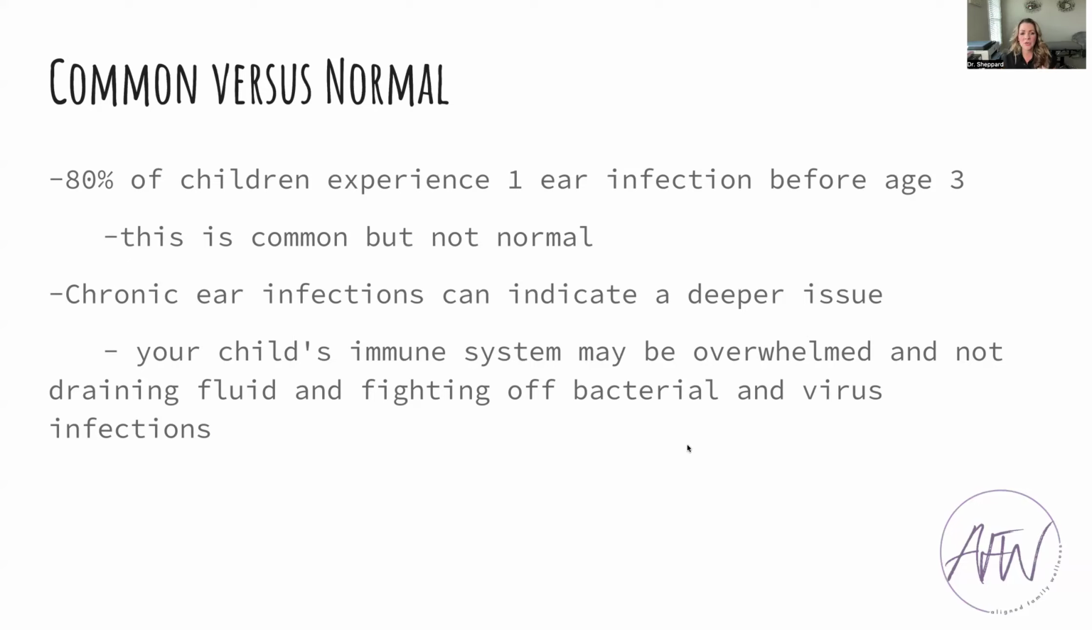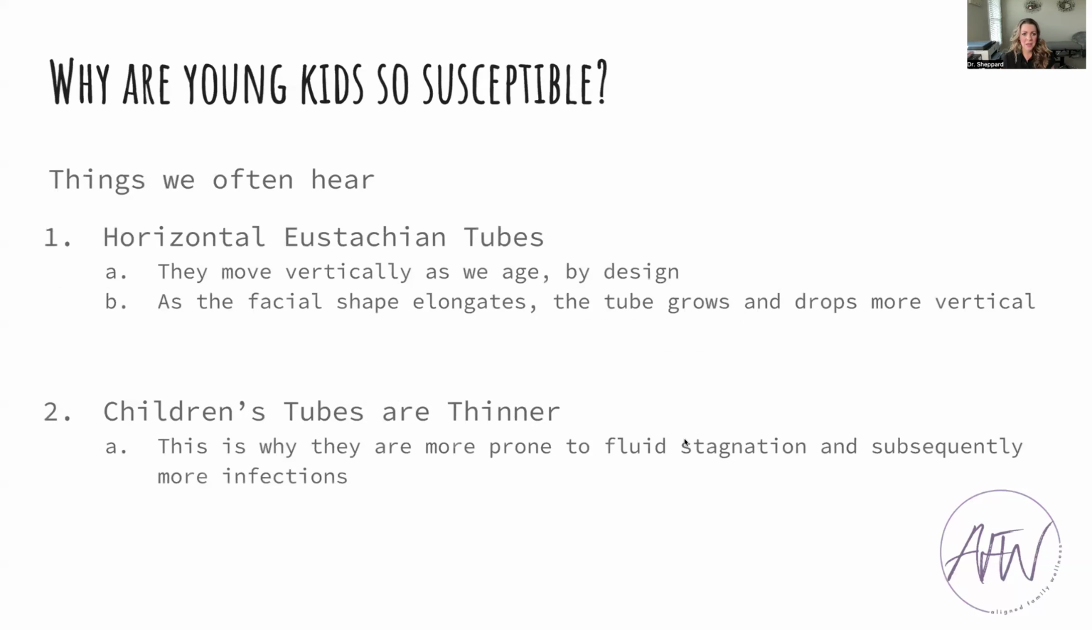So a lot of times we see that your child's immune system is overwhelmed and it's not draining that fluid and fighting off those infections. And so we just have this chronic cycle of ear infection, antibiotic, not getting better, ear infection, antibiotic, not getting better. Then we get the referral to the ENT.